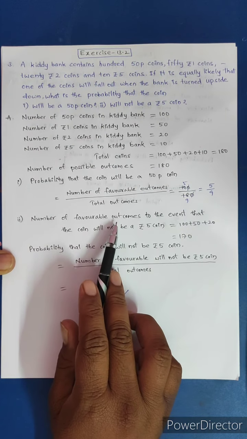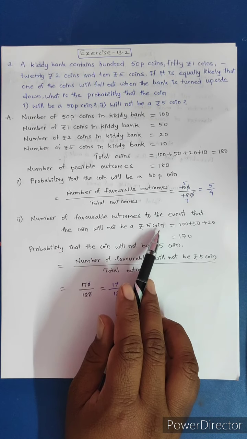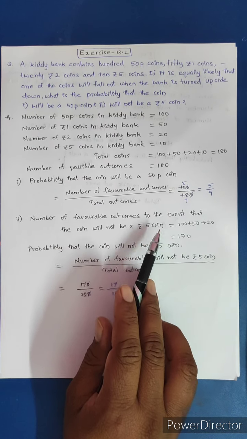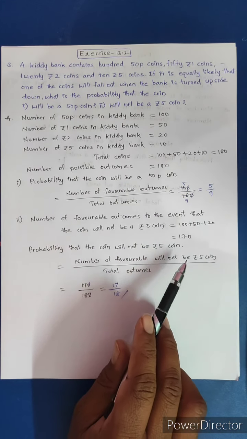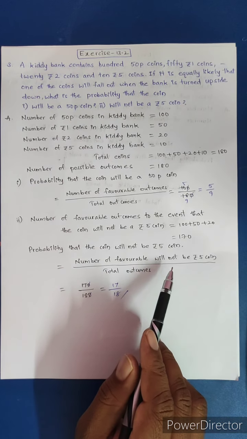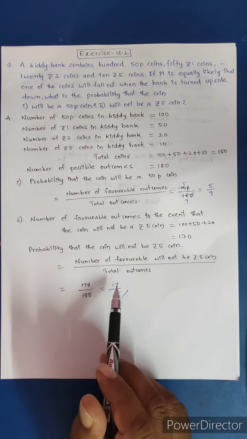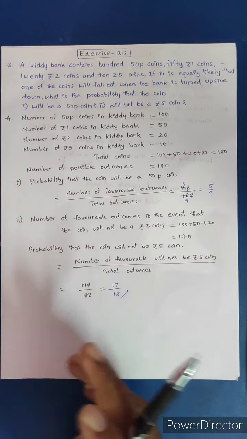Number of favorable outcomes to the event that the coin will not be a 5 rupee coin. Then remaining how many coins are there? 100 50 paise coins, 50 1 rupee coins, 20 2 rupee coins, 100, 50, 20. Remaining coins are 170. Then probability that the coin will not be a 5 rupee coin is equal to number of favorable outcomes by total outcomes, 170 by 180. 0, 0 get cancelled. 17 and 18 are co-primes, so we can't cancel co-prime numbers.